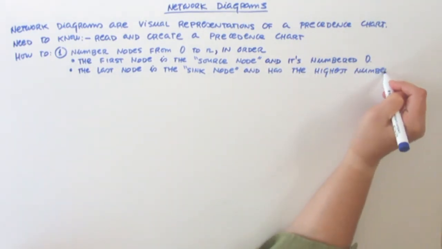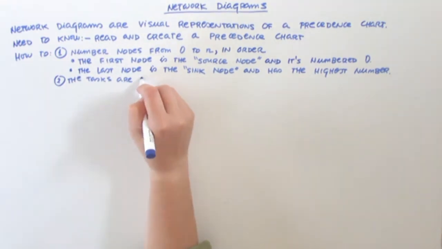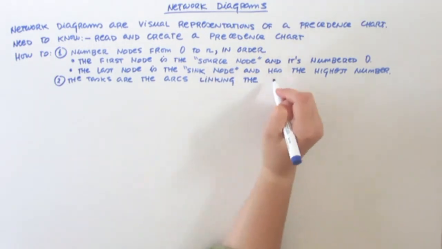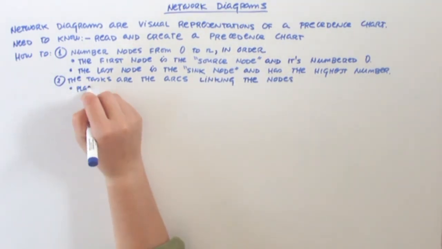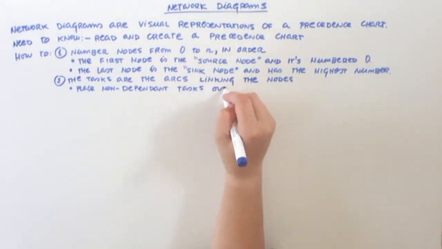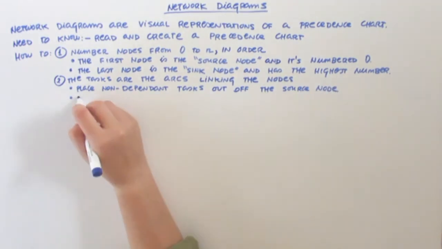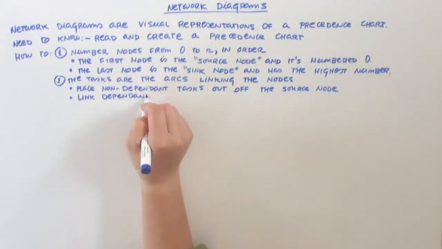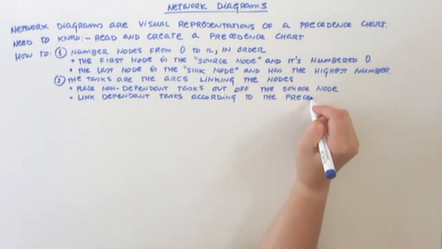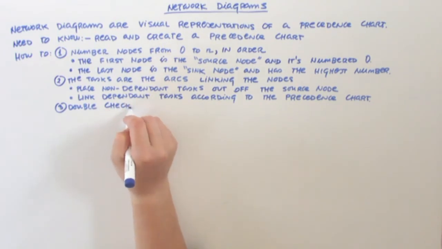Then the tasks are the arcs linking the nodes, and you write them as arrows. First you place all the non-dependent tasks out of the source node, and then you start to link all the dependent tasks according to what the precedence chart tells you they depend on. At the end, you double check that you only have one source node and one sink node, and if everything's looking alright, probably you are correct.